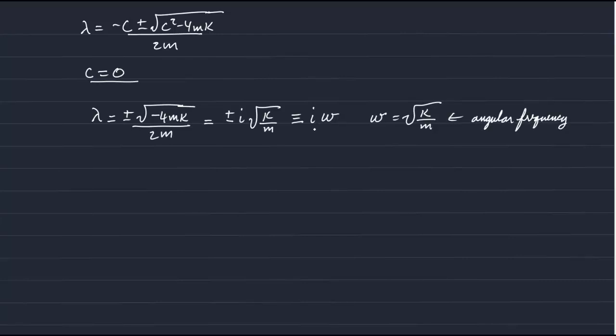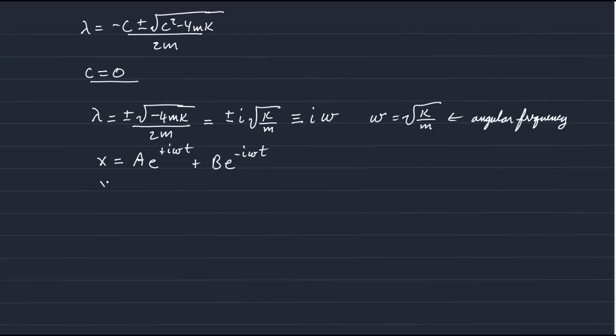So remember, when we have an imaginary root, we have an oscillatory behavior. We have sines and cosines, and omega is the angular frequency of that oscillation. So the general solution is x is equal to one constant, we'll call it a this time. Last time we called it c1, but we'll call it a this time. e to the positive i omega t plus b e to the minus i omega t. So that's the general solution.